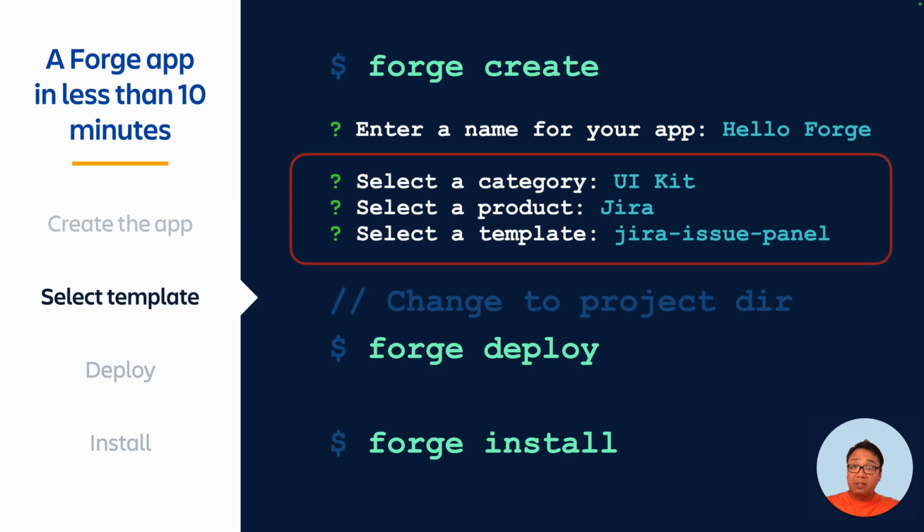Next, it's going to prompt us to select an app category, product, and a template to use. Here, we're going to select UIKit as the category. For the product, we'll choose Jira. And for the template, we're going to scroll down until we see the Jira issue panel and then hit enter. Okay, so right now I'm going to jump into my other screen where I'll perform these commands, and I invite you to do the same thing along with me.